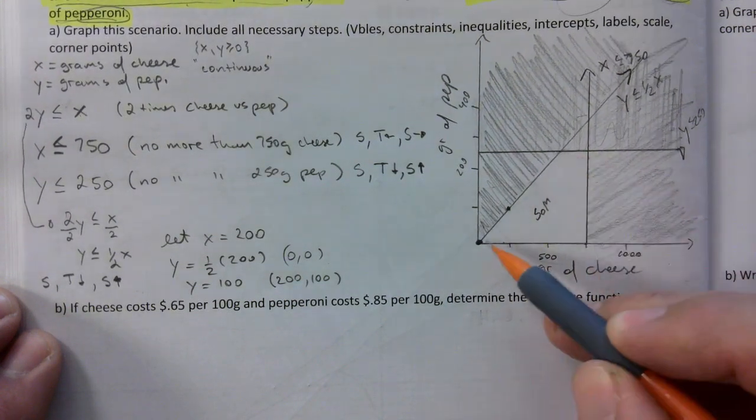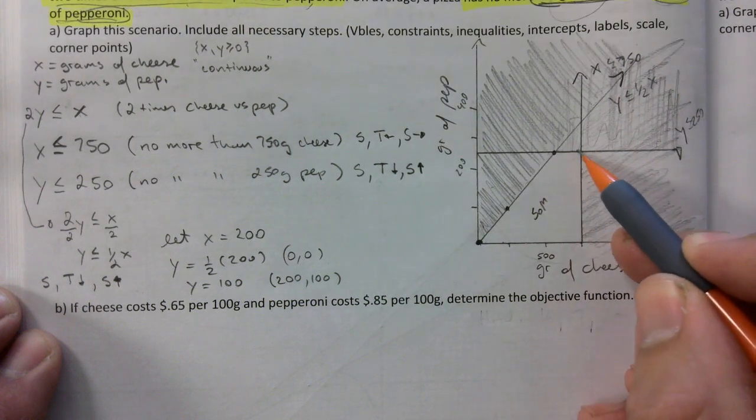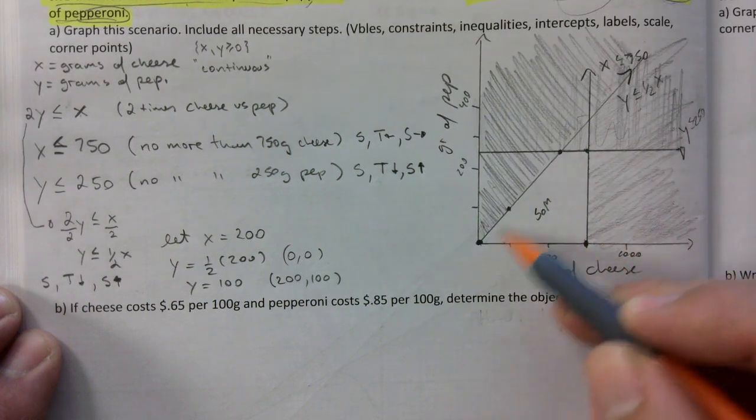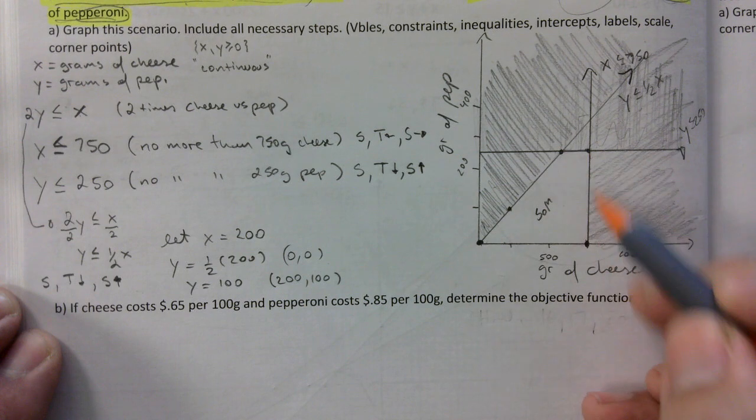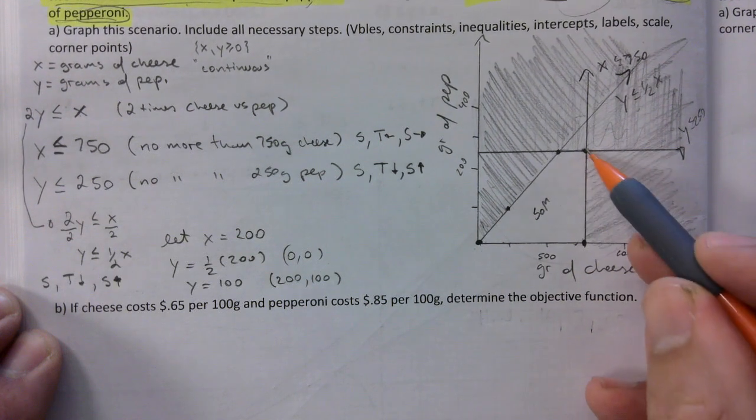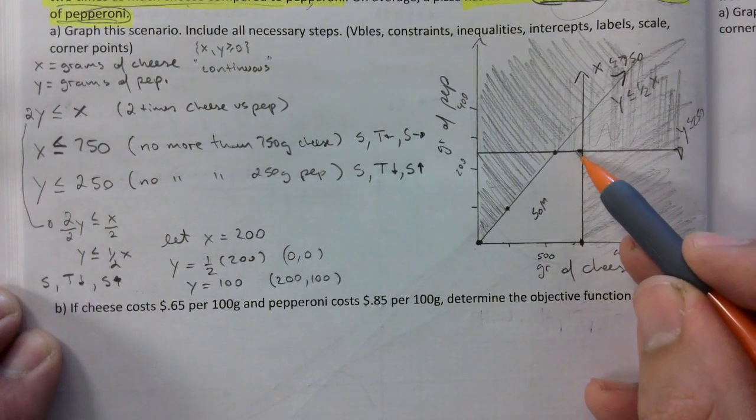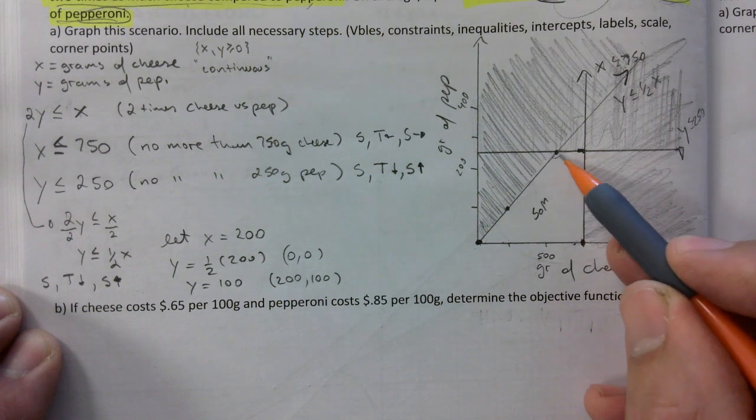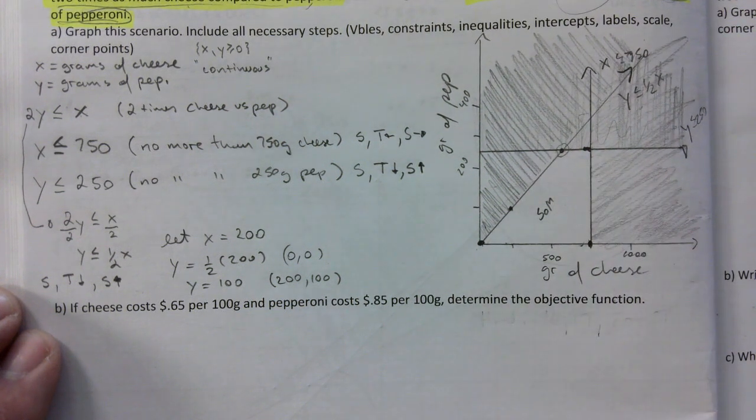So that's my solution polygon. Okay, so I have 1, 2, 3, 4 corner points or points of intersection. Read, read, read. This one is easy to read. So only really one that I need my calculator for.